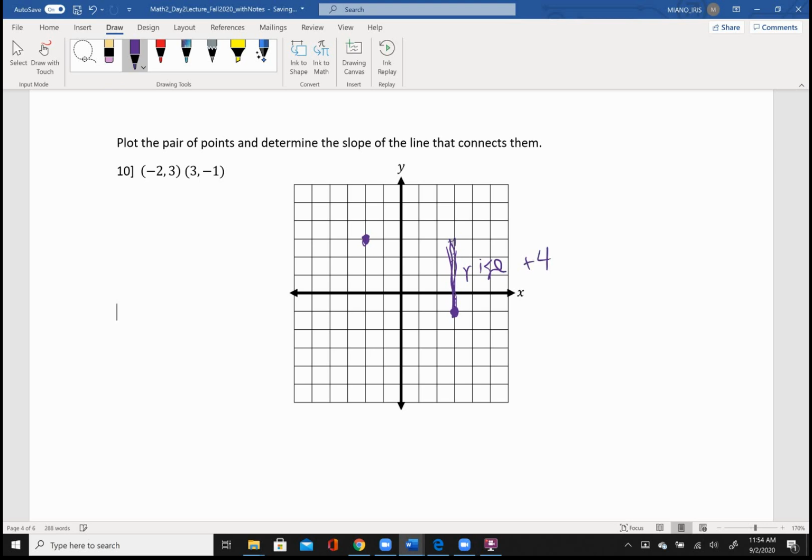But then from here, I have to run in the negative direction. So this is a run of 1, 2, 3, 4, 5. So that's a -5 run. So the slope, which is the rise over run, is going to be, again, the rise was a 4, the run was a -5, so really it's a -4/5 slope.